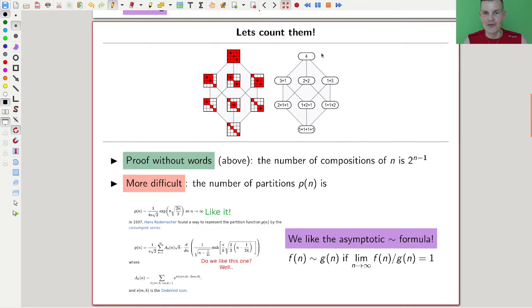Maybe one hint: on the right you see the compositions, and there must be some nice bijection to the left thing, which is kind of the vertices of the hypercube. The number of partitions is a bit more difficult to write down. It has a very nice asymptotic formula. Here it is. Here asymptotic means the ratio is good.